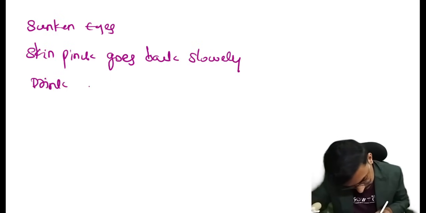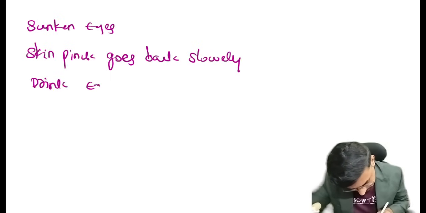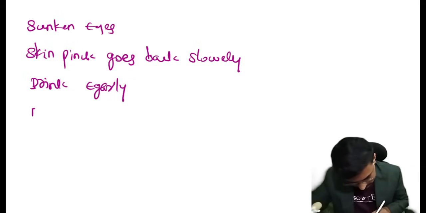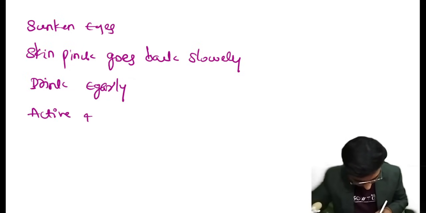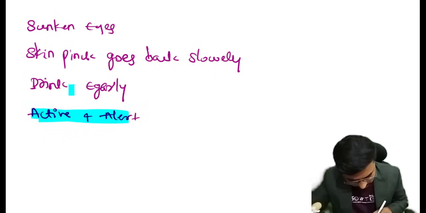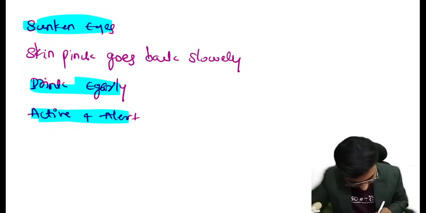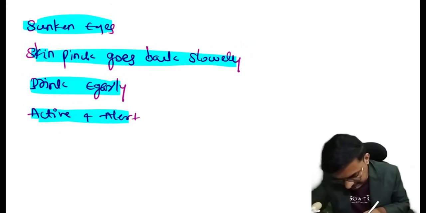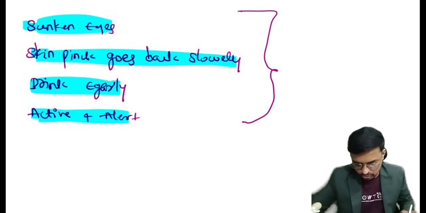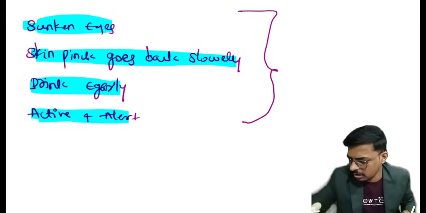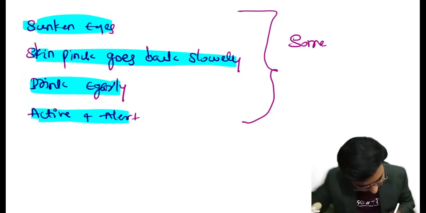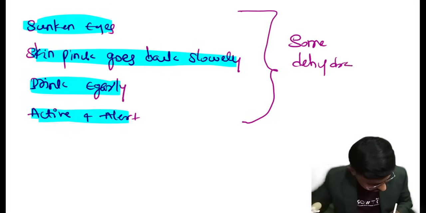drinks eagerly. And very importantly, the child is active and alert. Child is active and alert, but sunken eyes are there, drinks eagerly, and skin pinch goes back slowly. Is that some dehydration, severe dehydration, or no dehydration? So what is the diagnosis? Fatafat, do mention your answer. Yes, this is a case of some dehydration.